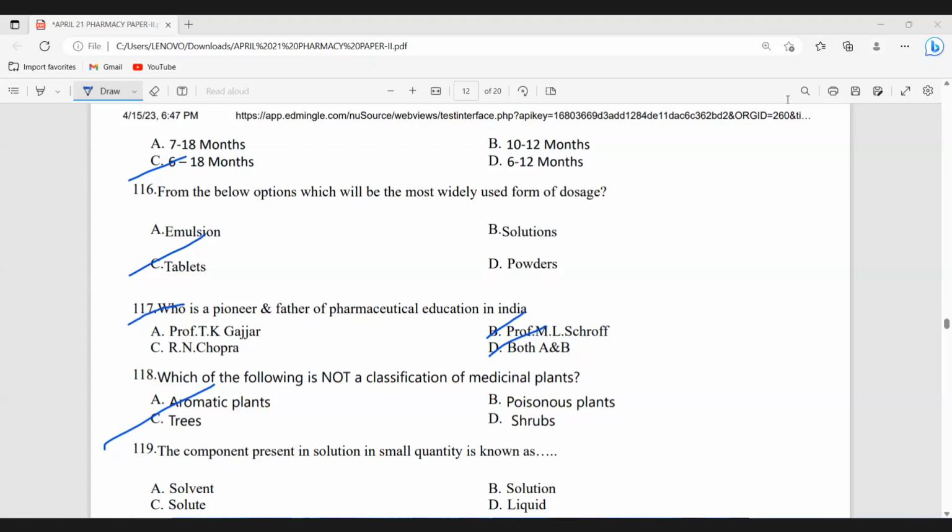This trees doesn't come under the classification of medicinal plants. Even though some medicinal plants may grow as trees, trees don't come under the classification.